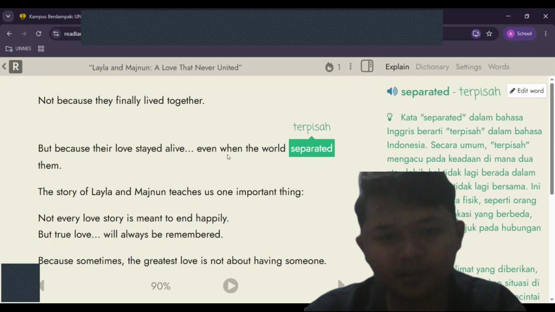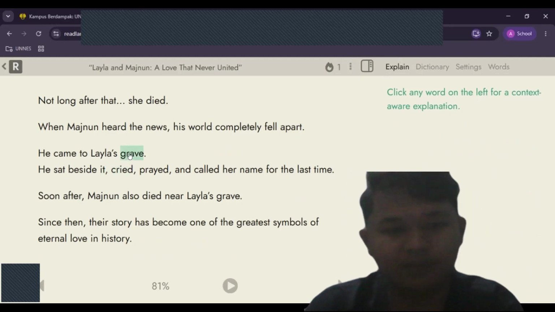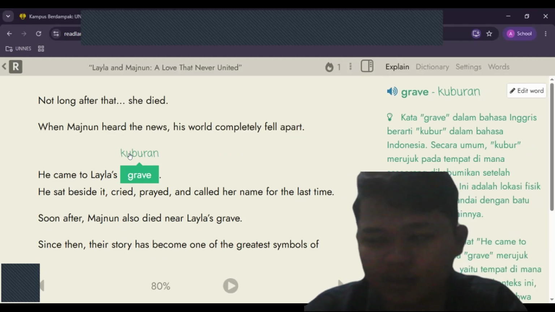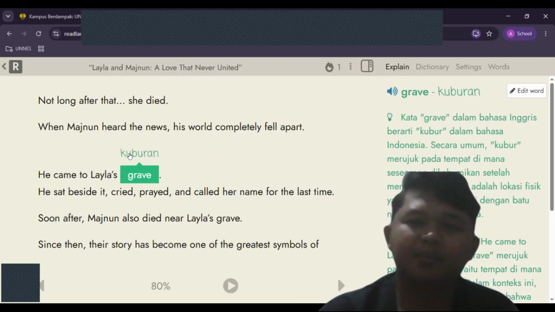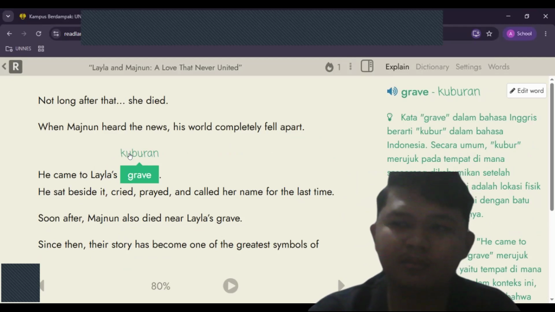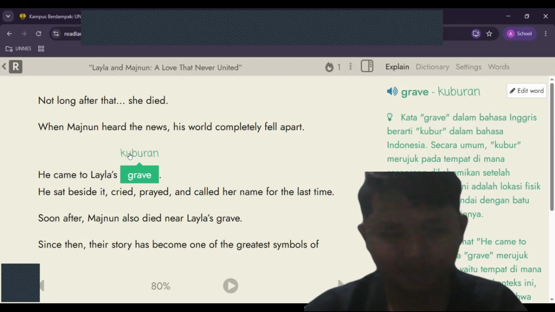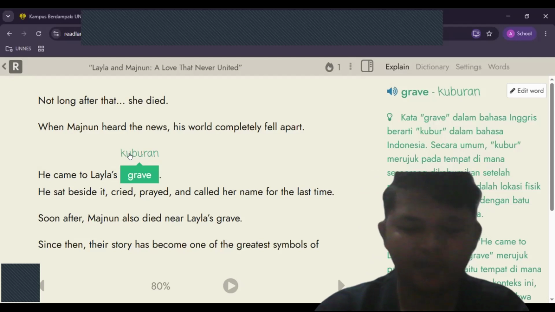Okay. Any other word you guys are unfamiliar with? Oh, you are not familiar with grave. Okay. So grave means kuburan. It's like a place for laying people to rest, untuk mengantarkan orang ketika mereka, when they die. Understand? You guys know what kuburan is, right? Yes.